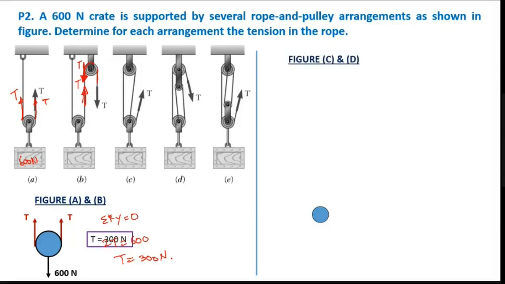Now let us go for the next one, figures C and D. Why do I go for figure C? Let me go for figure C first. This is a tension force. It is passing through this, so this will also be T. And this is passing through this, so this will also be T. Right? So in that case, what will be my formula?